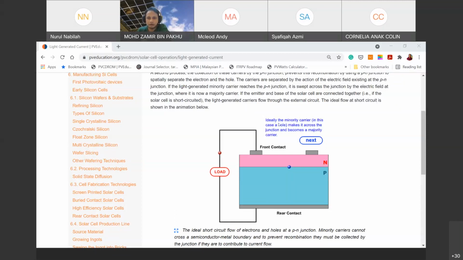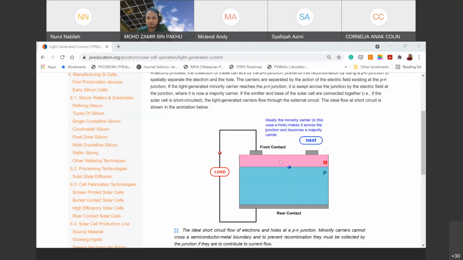So ideally, the minority carrier, in this case, a hole. Remember just now the electron hole pair was created in n-type region, okay? Let's zoom in a little bit and try to relate to the fundamental that we learned before. Ideally, the minority carrier, in this case hole, is okay. Electron hole pair is generated in n-type.